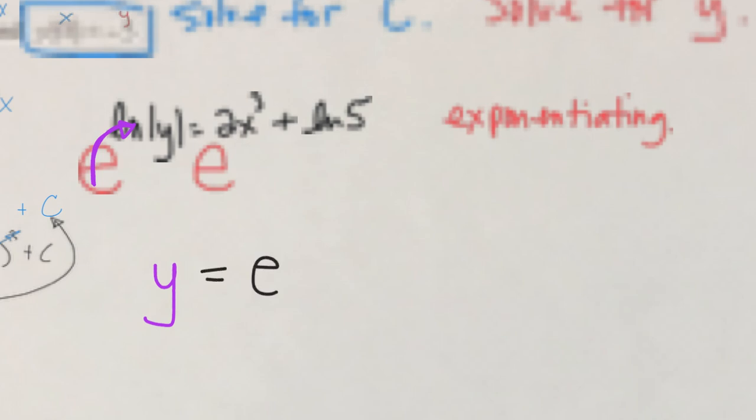Y equals e to the 2x cubed plus natural log of 5 power. Right? All of that is in the power. Now, we're going to do some simplifying. So I'm going to remind you of a little rule from Algebra 2 about exponents.